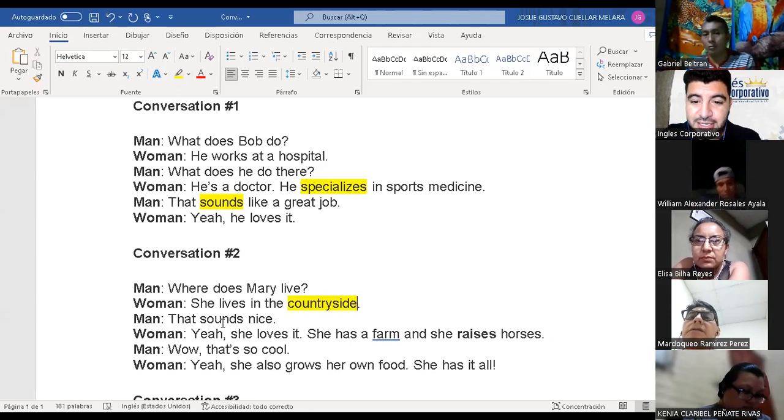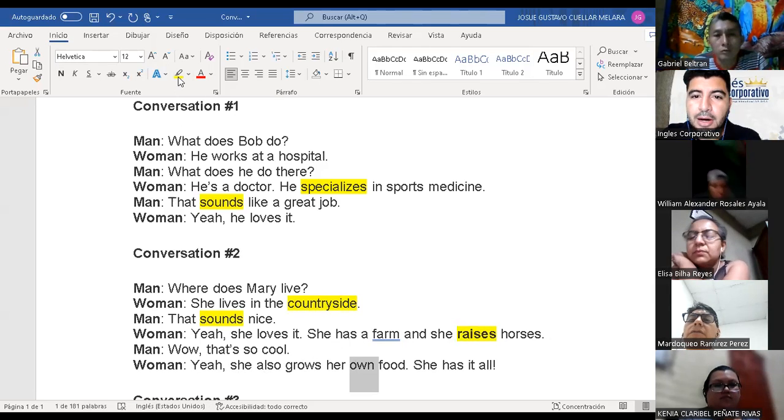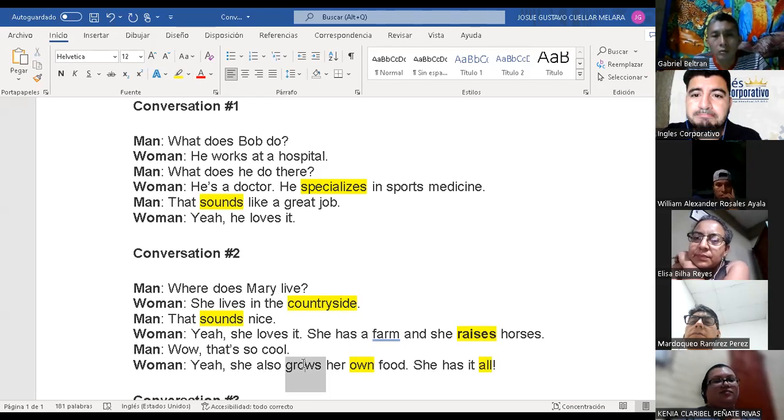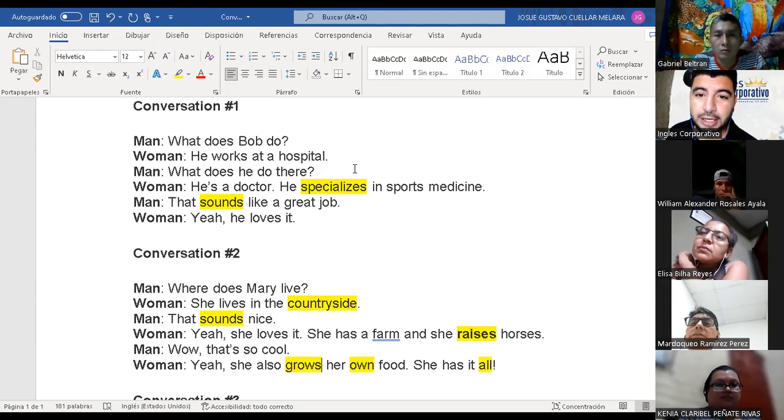Countryside, countryside, nuevamente, sounds. Races. Aun, A-U-N, aun, okay. Y la palabra que está antes, teacher, grow. Grows, grows, that's okay. She also grows her own food. She has it all. Oh, okay.